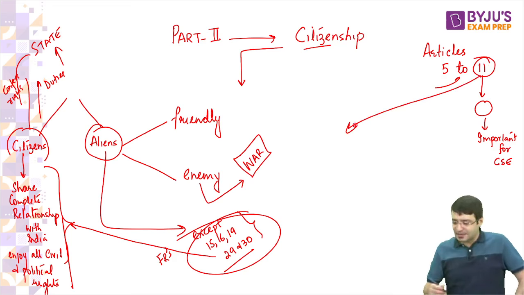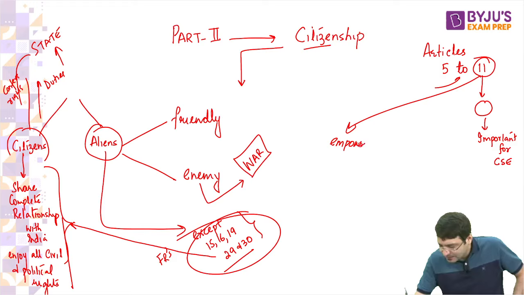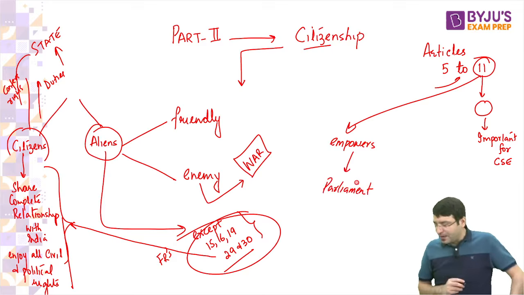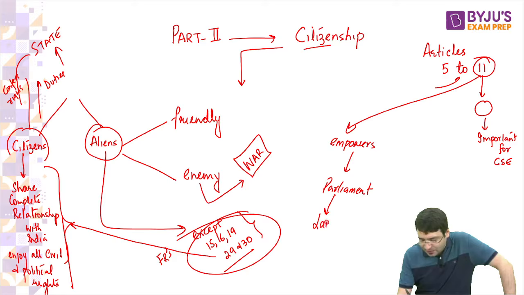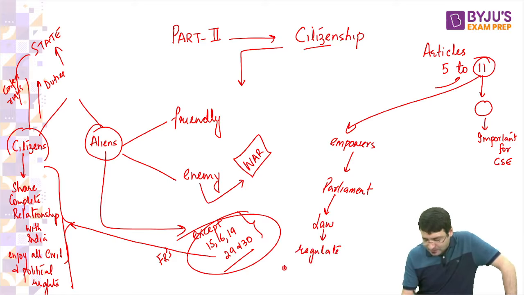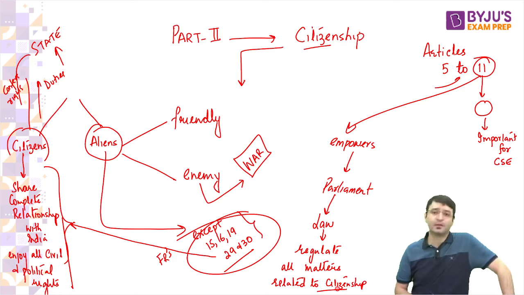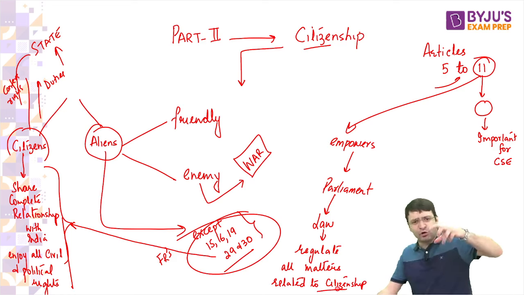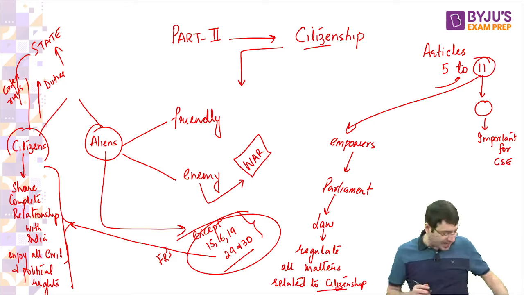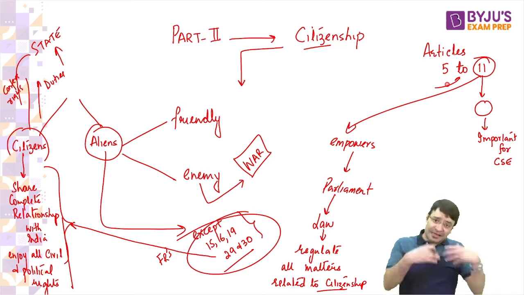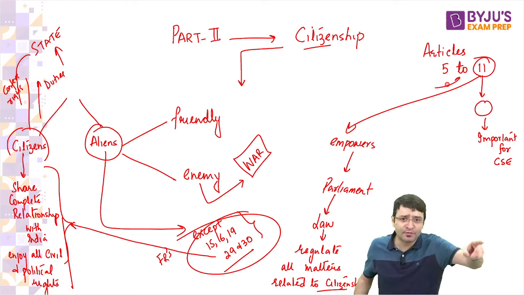Because what Article 11 does, it empowers the Parliament. It says that Parliament, you can pass a law, and through this law, you can regulate all matters related to citizenship. That means the Constitution has defined only those who are the citizens at the time of the commencement of the Constitution. But after that, the ball is in the court of the Parliament.